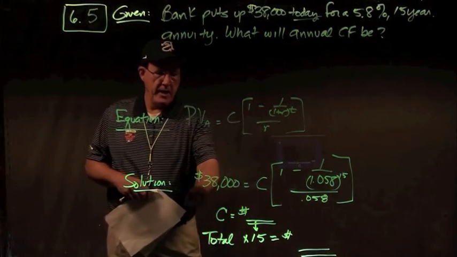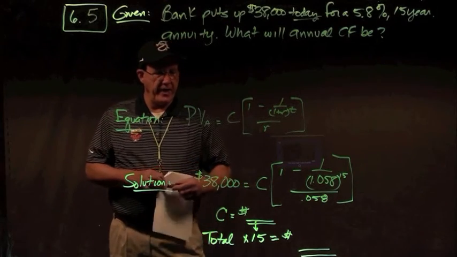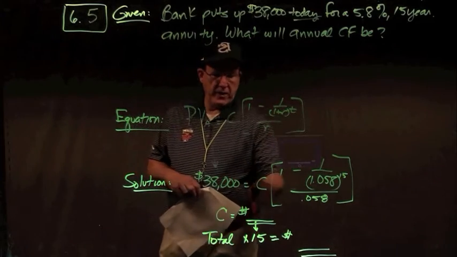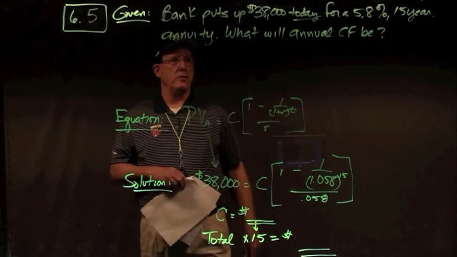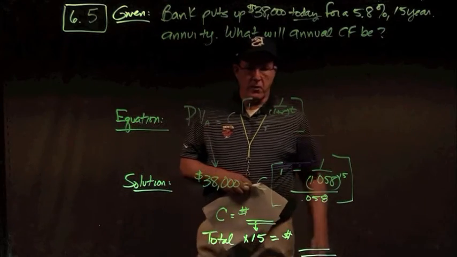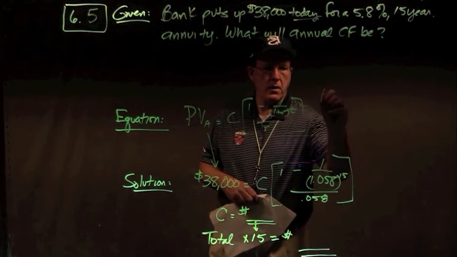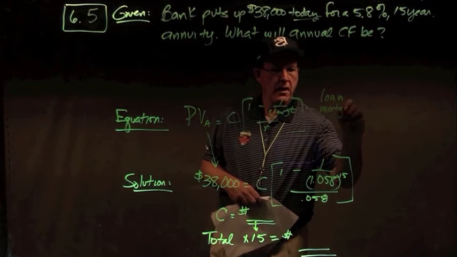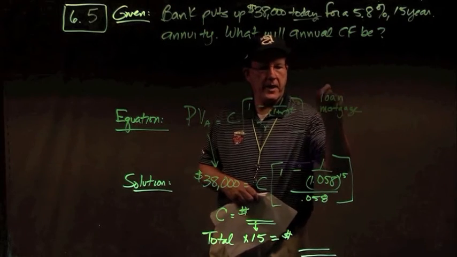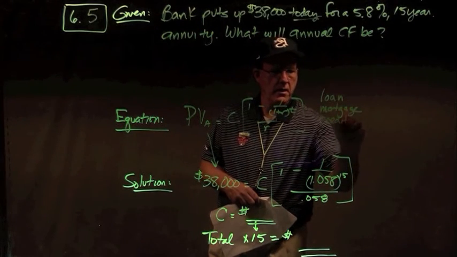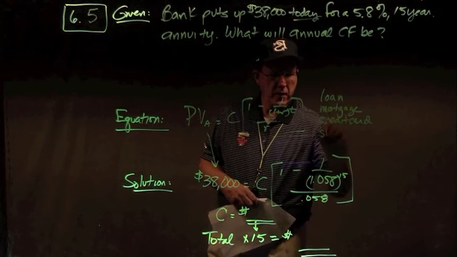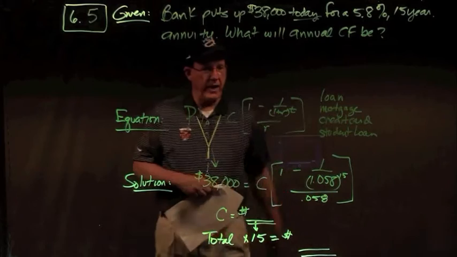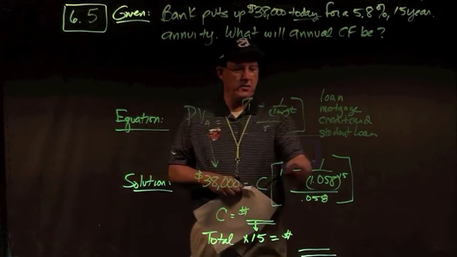So I'm going to plug in, for PVA, $38,000. That's the amount you're getting at the bank today. You're trying to figure out what the constant cash flow amount, or what your mortgage payment or loan payment will be. We're using the loan equation, the mortgage equation. This could be the credit card equation, the student loan equation. And in this case, we're trying to find out what is that constant payment under these conditions.